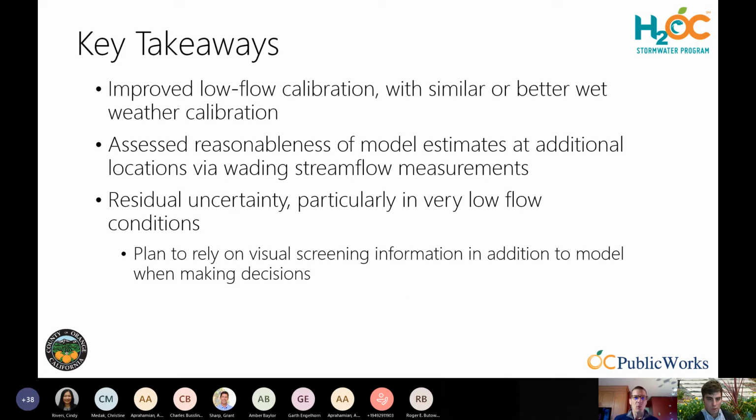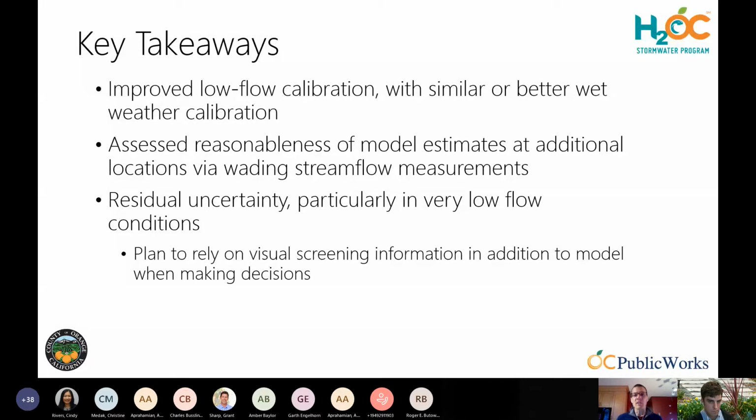So we set about recalibrating the model based on this new constraint that was the information gleaned from the isotope data. We now have actually an improved low flow calibration with a lower bias for flows less than 10 CFS. And we also have a similar or better wet weather calibration, so we didn't lose that while we were making some things better, and that's nice.